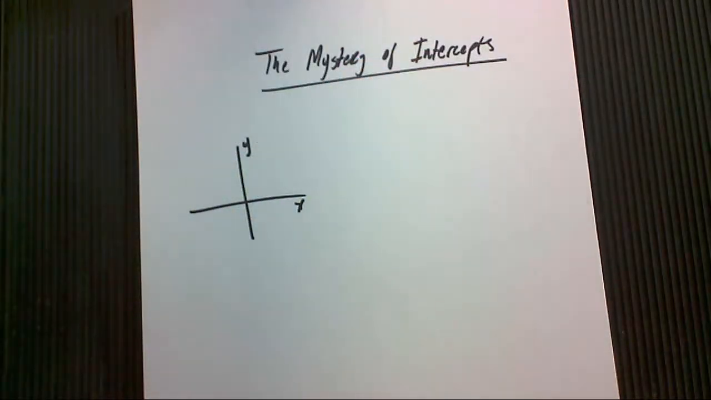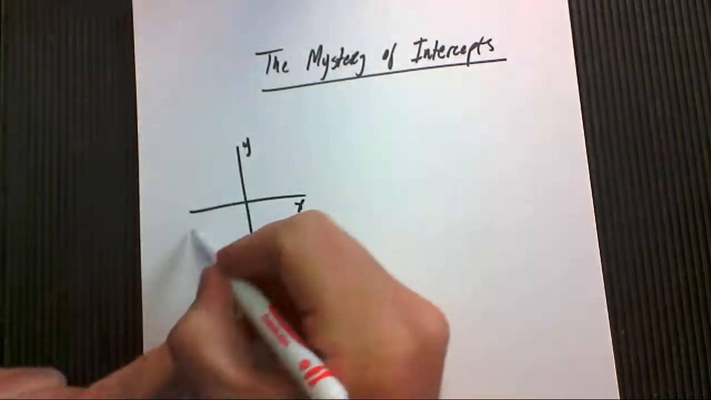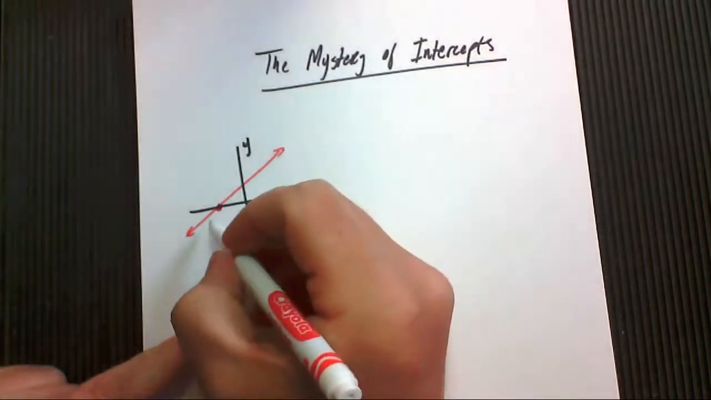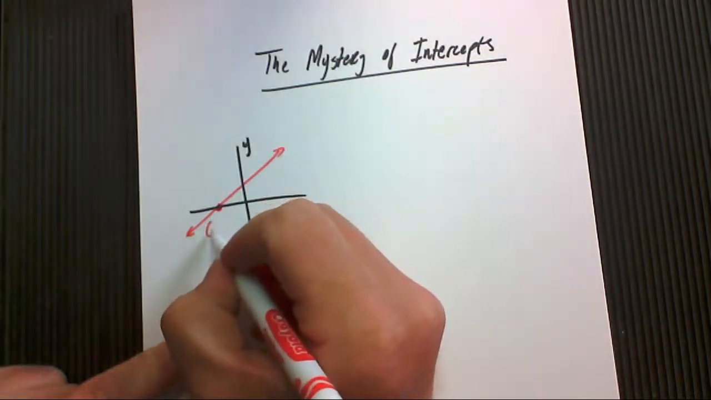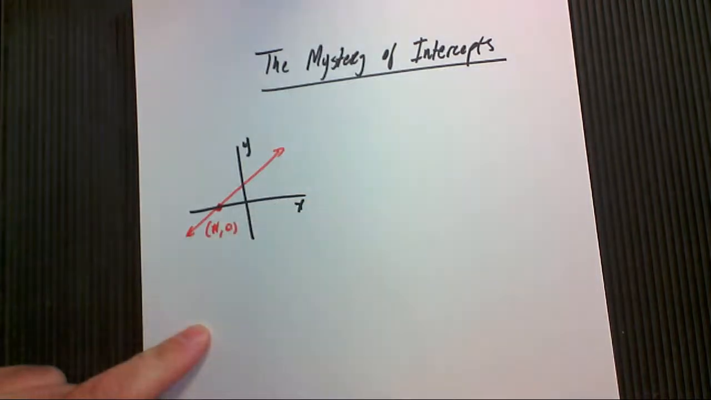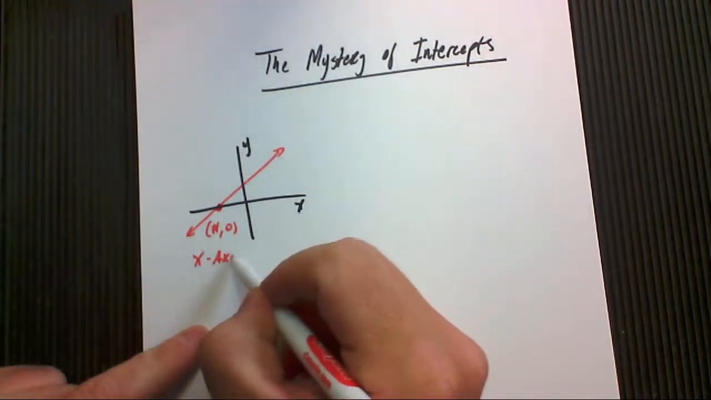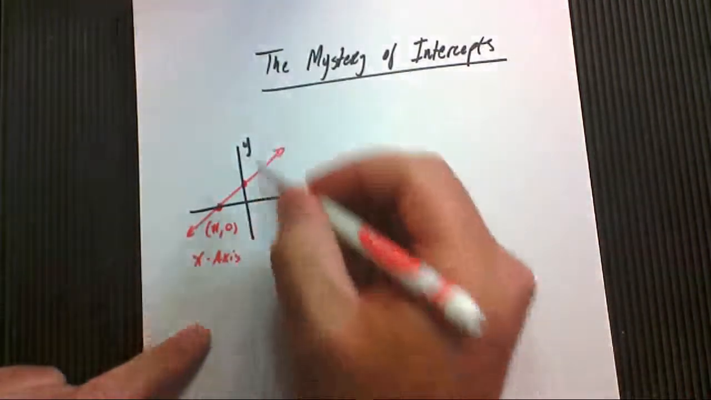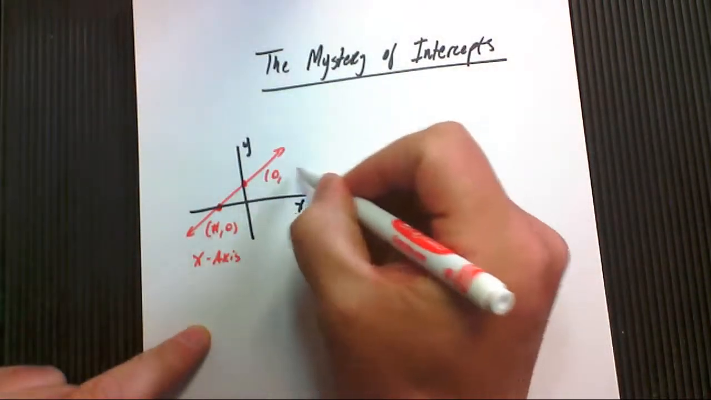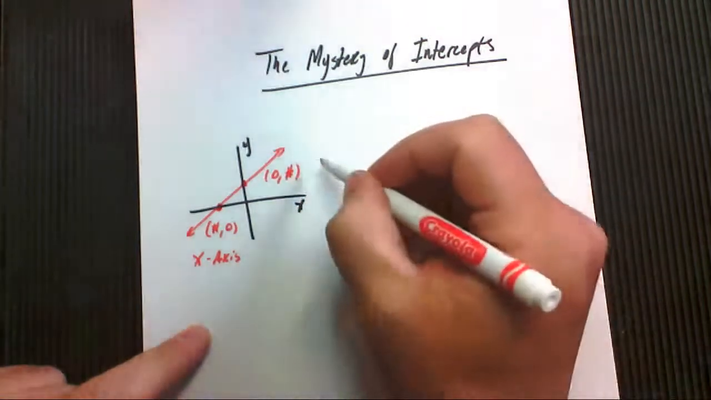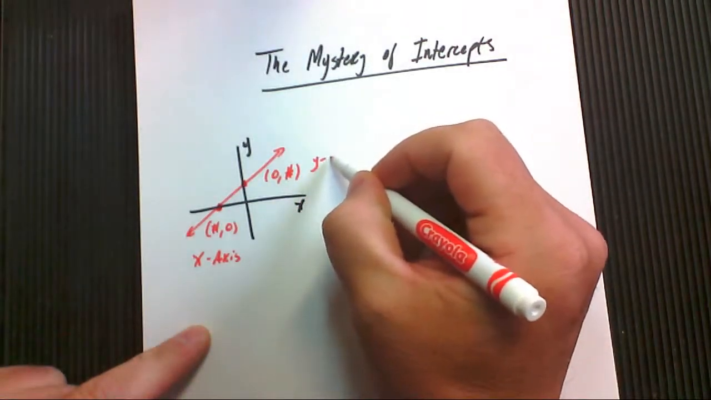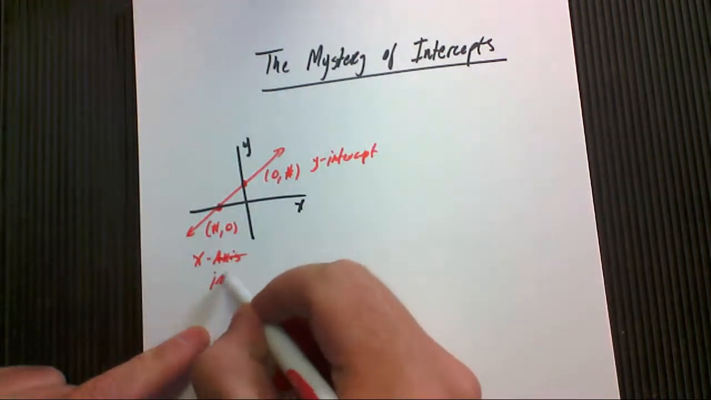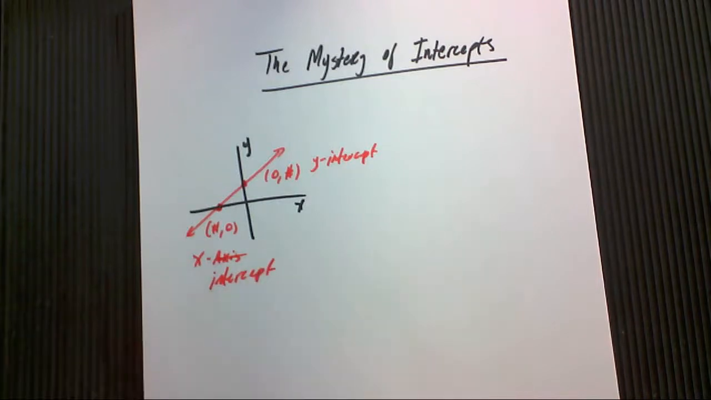If you have some line, it doesn't have to be a straight line, it can be a curve, where it crosses the x-axis, it will be a coordinate. It'll be some number, comma 0. That's the x-intercept. And then where the graph crosses the y-axis, the coordinate will be 0, comma some number, and that will always be what the y-intercept looks like. So over here I said axis, I meant intercept. Okay?